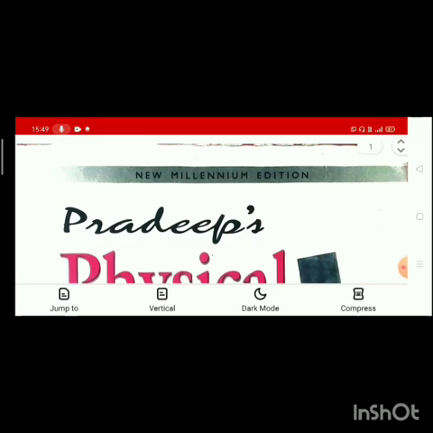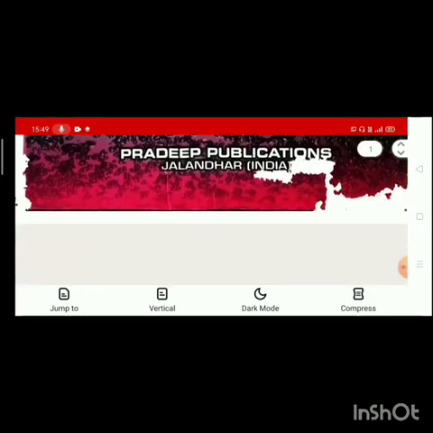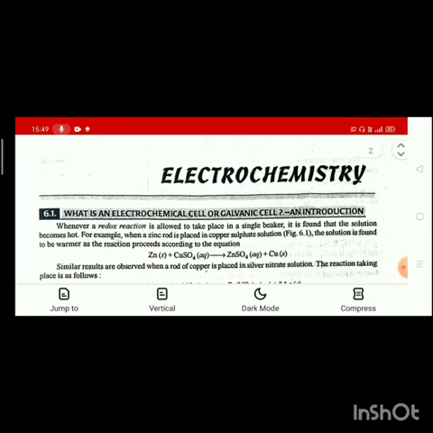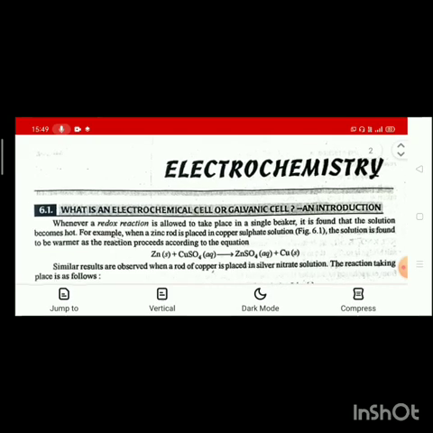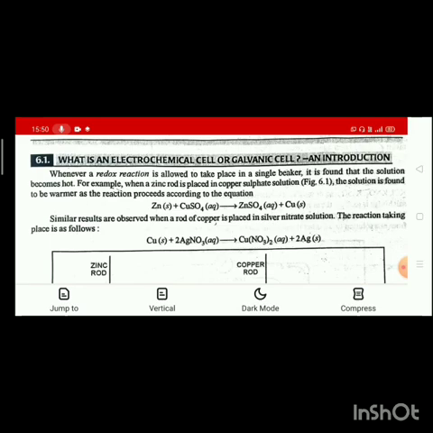Today's topic is from Pradeep's Physical Chemistry book by Dr. S.C. Khetarpal: Electrochemistry. Whenever a redox reaction is allowed to take place in a single beaker, it is found that the solution becomes hot. For example, when a zinc rod is placed in copper sulfate solution, the solution is found to be warmer as the reaction proceeds according to the equation.